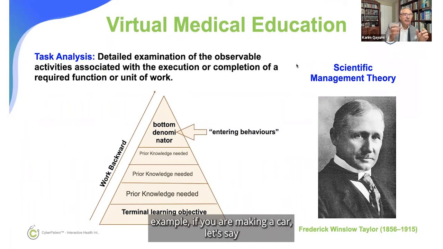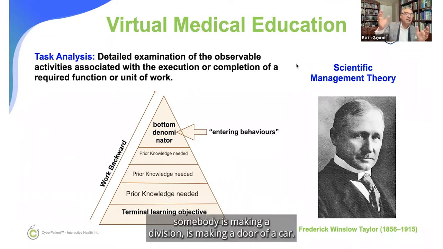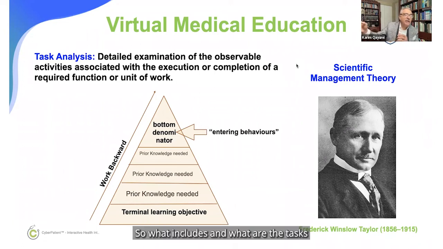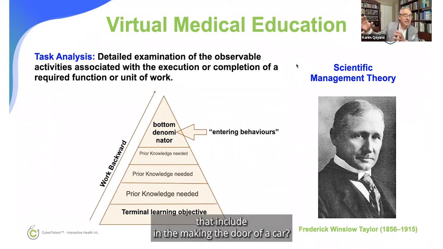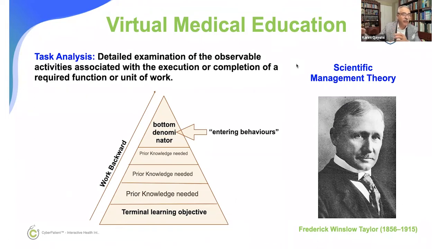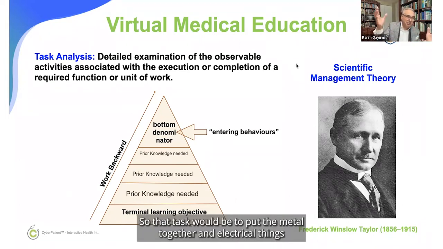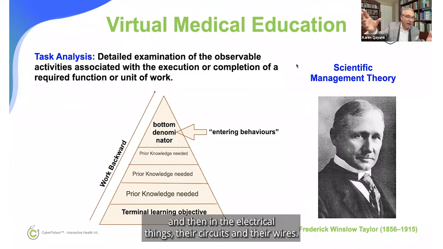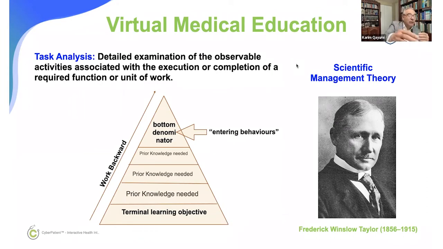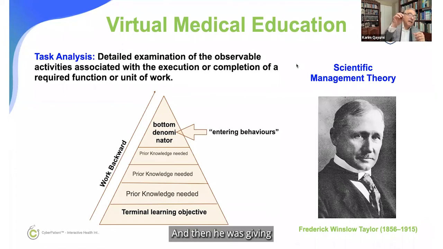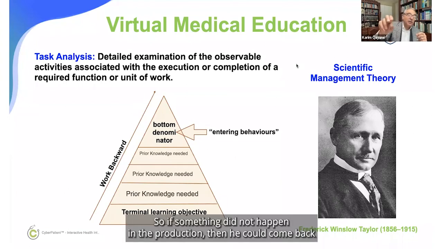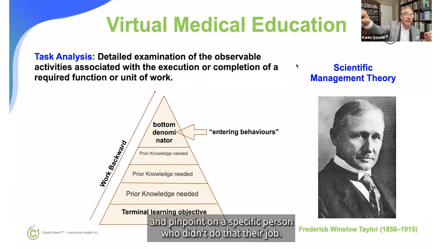So for example, if you are making a car, let's say somebody's division is making a door of a car. So what are the tasks included in making the door of a car? The task would be to put the metal together and electrical things, and then in electrical things, there are circuits and there are wires. And so he was going down that path. And then he was giving every entry point to one person responsible for it. So if something did not happen in the production, then he could come back and pinpoint a specific person who didn't do their job.